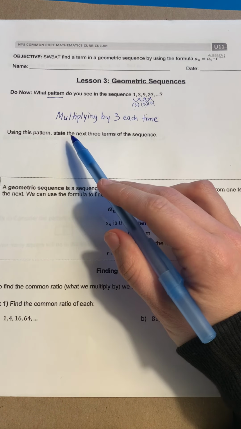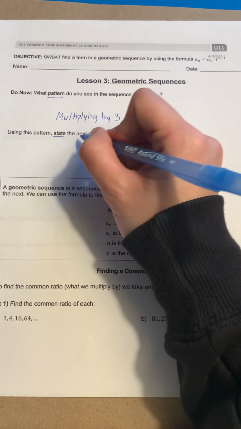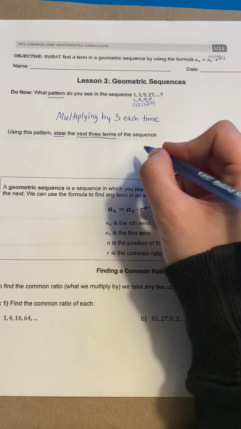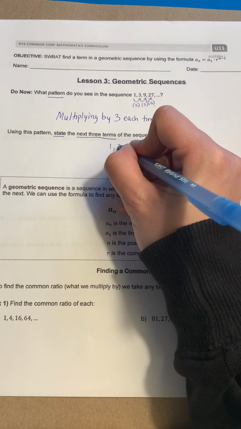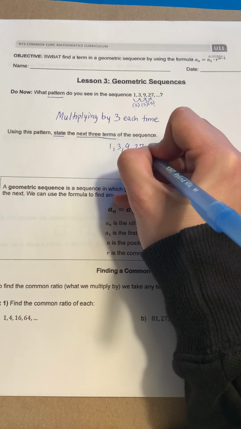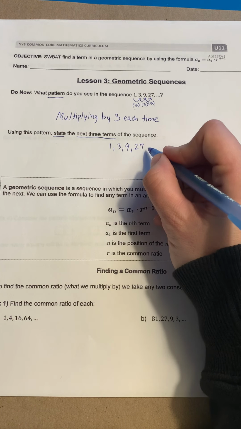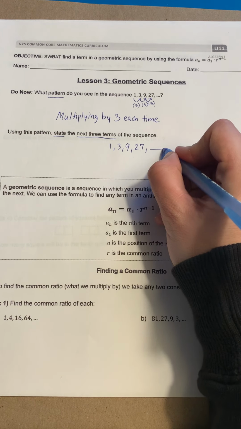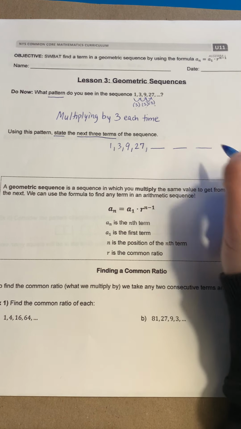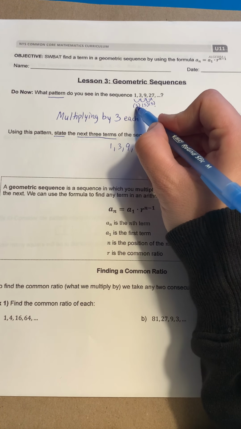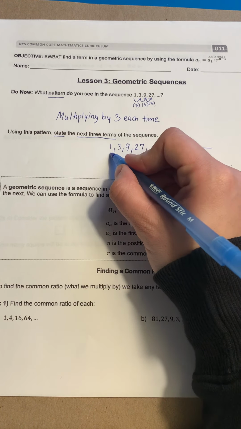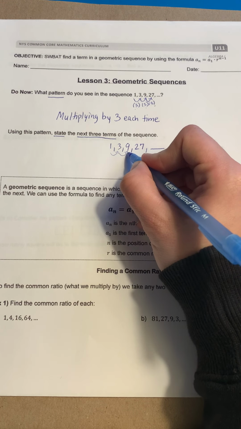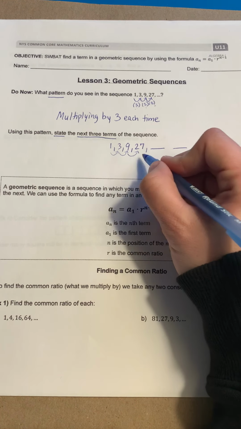So now, using this pattern, they want us to state the next 3 terms. Well, we started off with 1, 3, 9, 27. They gave us that. They want to know the next 3 spots, or the next 3 numbers. So I'm just going to set myself up here. We already figured out up here we have to multiply by 3. So we multiplied by 3, we multiplied by 3, we multiplied by 3. We're going to just keep going.